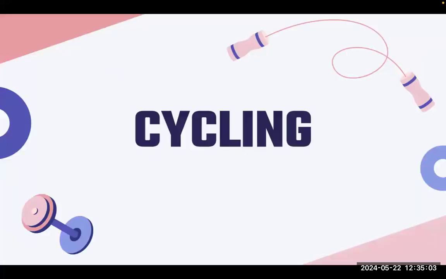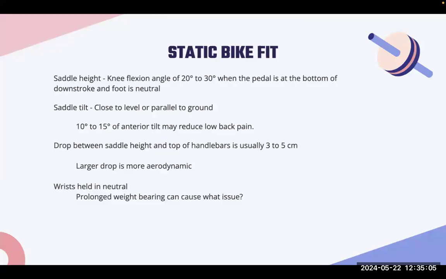And then finally, cycling. They talk about bike fit, so where your seat should be, where your handlebars should be, all that kind of stuff. So just some more definitions of saddle height. Really, when the pedal is at the bottom of the downstroke of the bike, your knee should only flex 20 to 30 degrees. If it's more or less than that, that's not ideal saddle height. And we'll talk about some of the injuries that can happen with that.